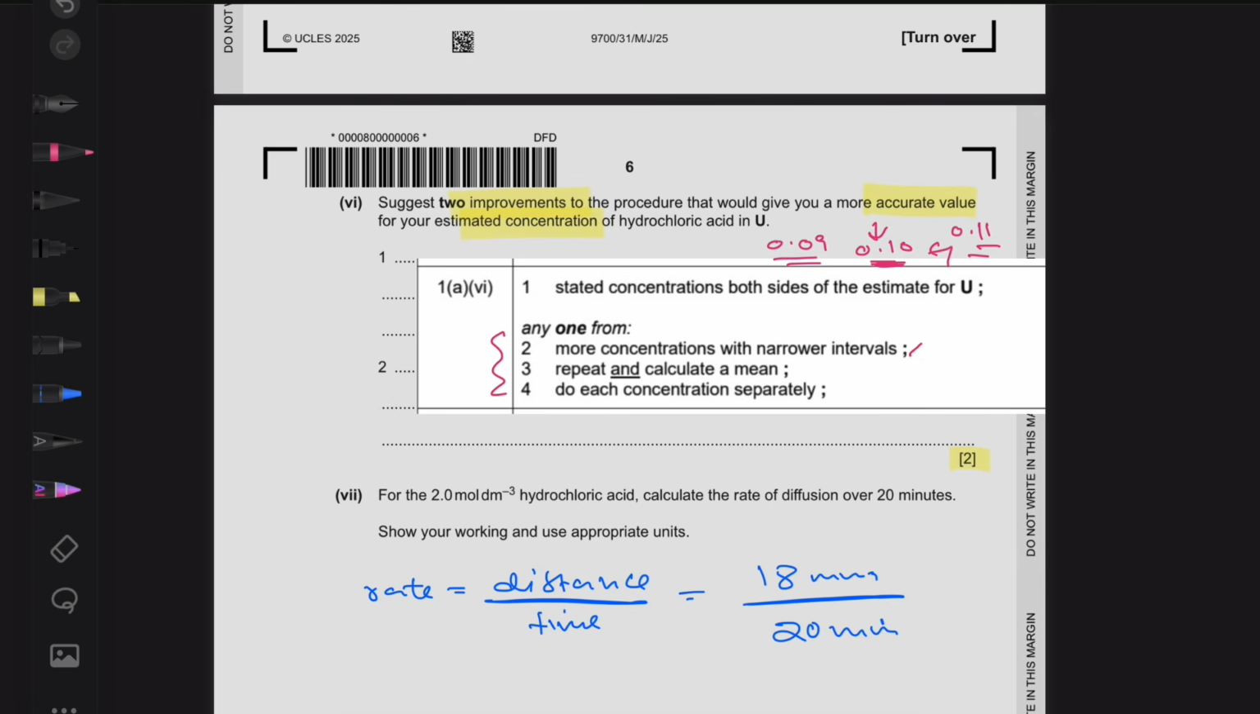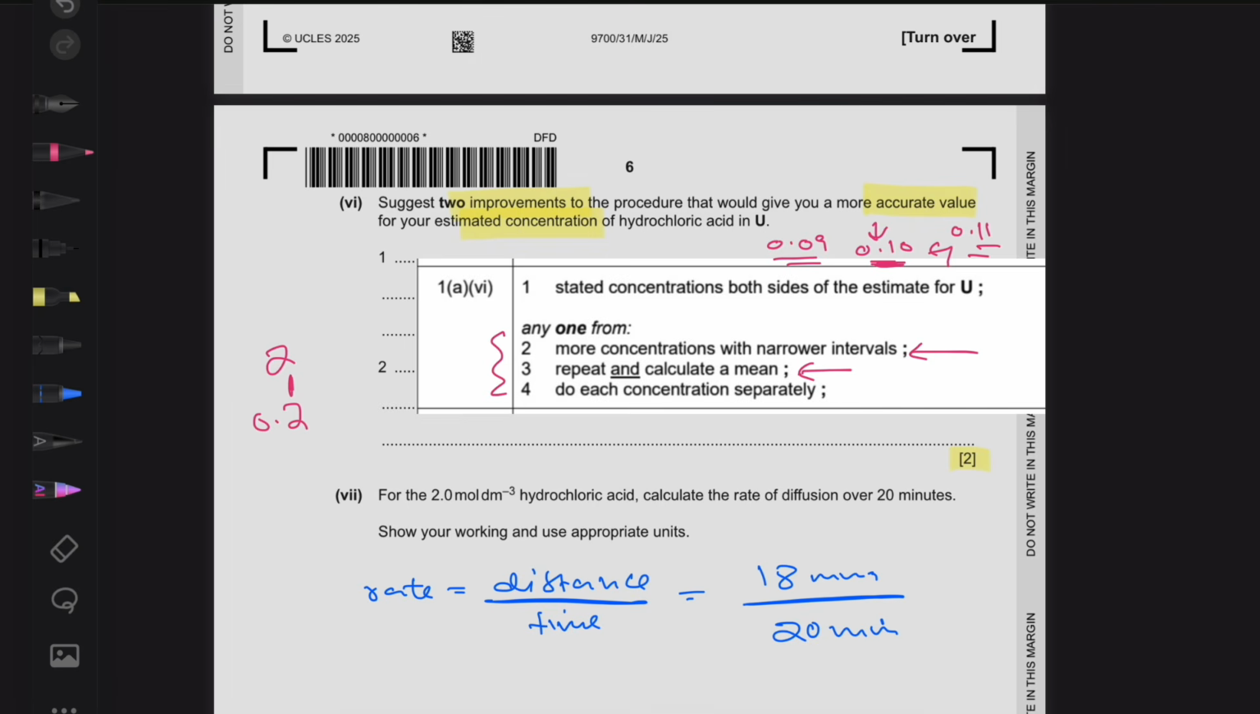So more concentrations with narrower intervals. So perhaps instead of going for 2 moles per decimeter cubed and then 0.2 moles per decimeter cubed, that's quite a big gap. So if we have more, so we can narrow that gap, then we're likely to end up with more accuracy because we have smaller intervals to choose from. Then second option, and obviously a go-to, is repeat and calculate a mean. We've only calculated the diffusion distance once after 10 minutes, once after 20 minutes, but we haven't done any repeats. So we might get a more accurate value if we do so.